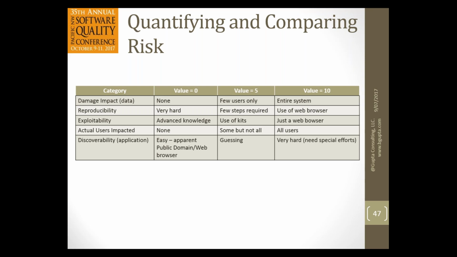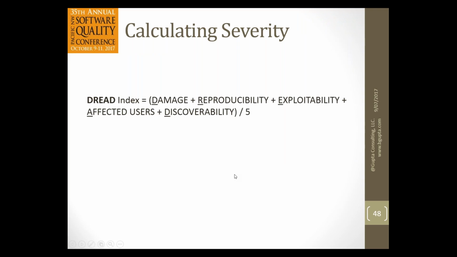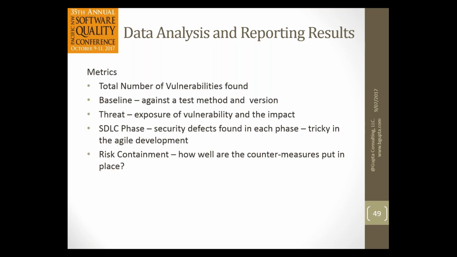And the actual impact: am I going to lose all my data, or am I going to impact all my users? That would give me the actual impact on the data. And how easy is it to discover that vulnerability? Based upon these categories, you can assign some values, and eventually, after you know these values, you can find a DREAD index, which will give you the severity, like we do for the normal defects we find in the system. This is a way to scale or find out the severity of a vulnerability. It has been used fairly widely.